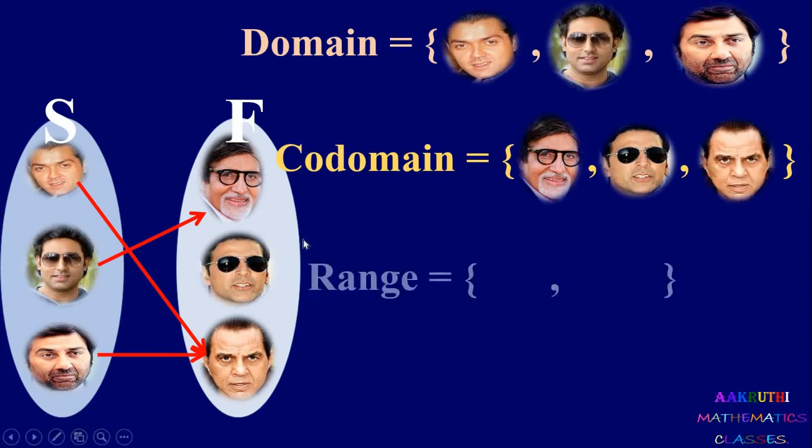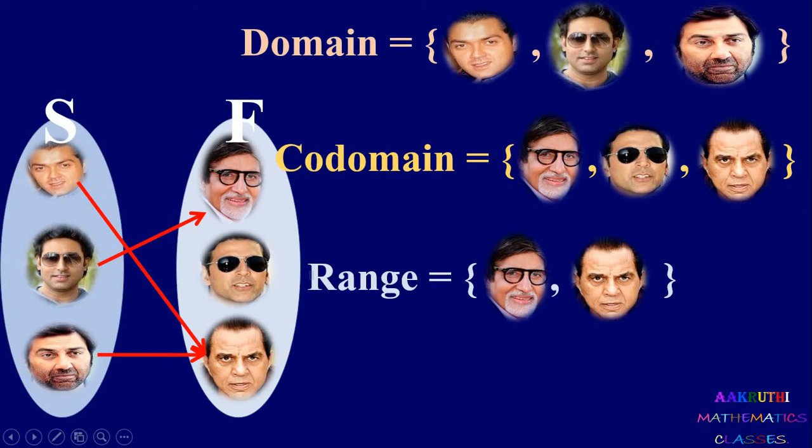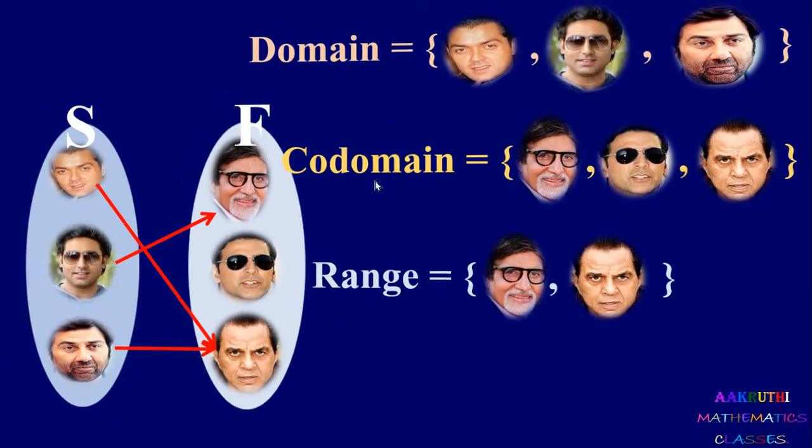Now here range is the set of all images. Amitabh Bachchan and Dharmender are the only images, so the range is the set containing Amitabh Bachchan and Dharmender. And range is always a subset of codomain. So in this function, the first set is domain, the second set is codomain, and only the images are the range.